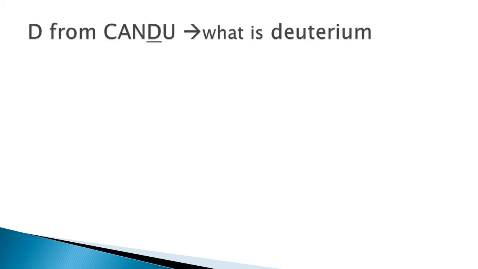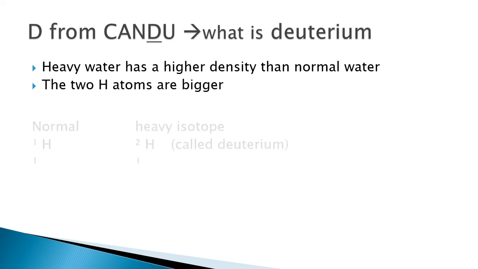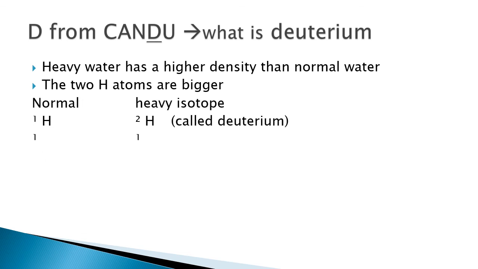So I said the CANDU is a Canadian design. If you kind of clued in, the CAN is for Canada, and the D is actually not part of Canada, but it stands for deuterium, and then it's uranium for the U. The heavy water has a higher density, and this deuterium is actually an isotope of hydrogen. Hydrogen normally has one proton, one electron, has a mass of 1, no extra neutrons. However, this deuterium actually has a mass of 2, and that's what you see up here.